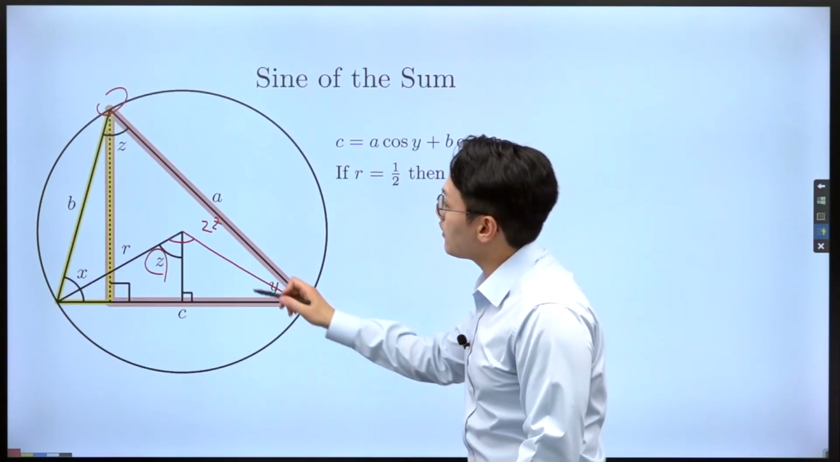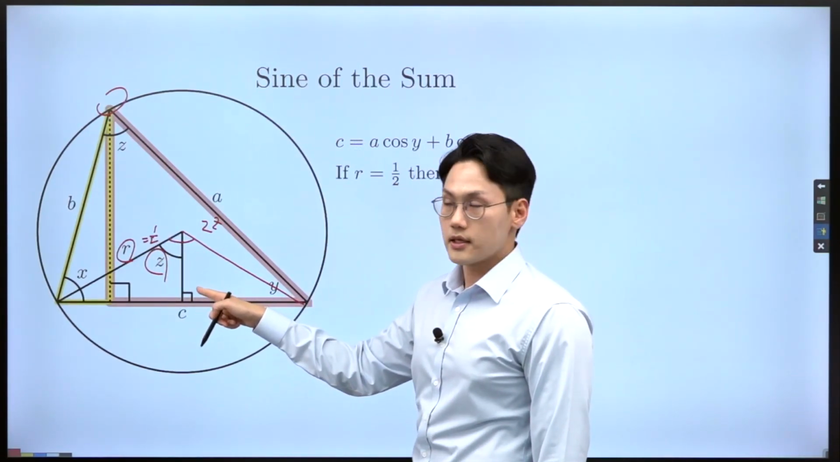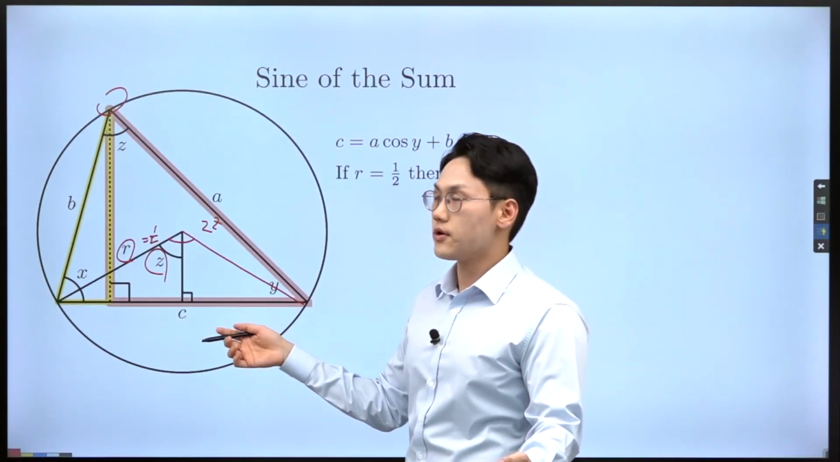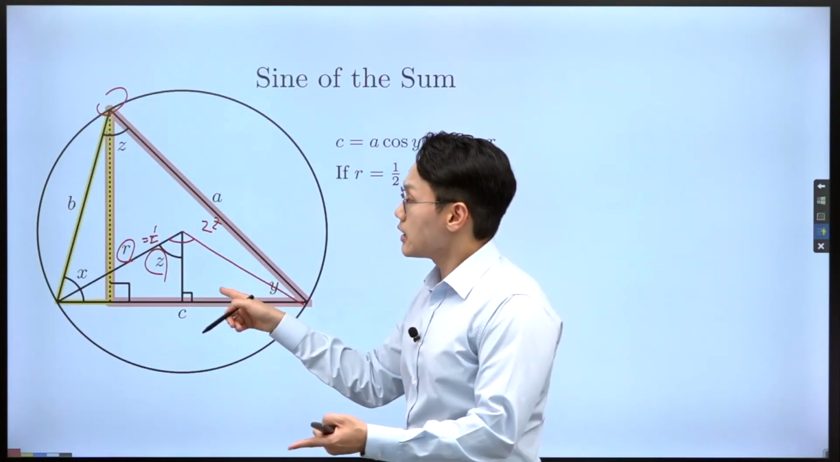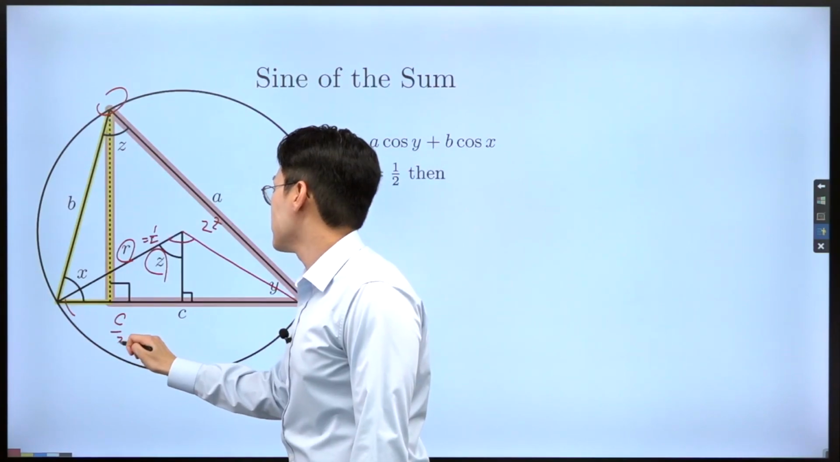No problem. So now I got the hypotenuse being 1 over 2, and then let me apply the sine Z. But because of the bisector theorem, it does not only bisect the angle, it bisects the length as well. So it's going to be C over 2. You know what I'm saying?